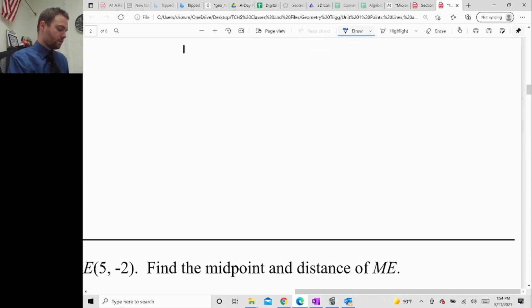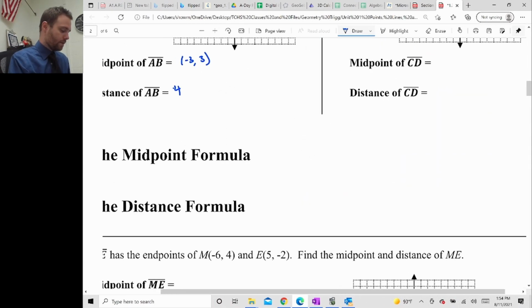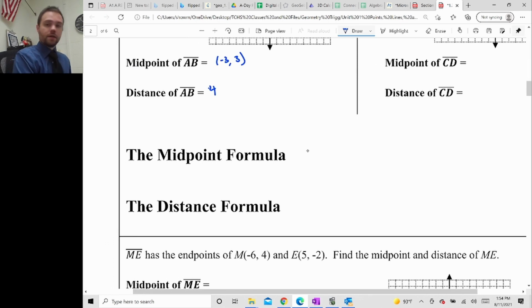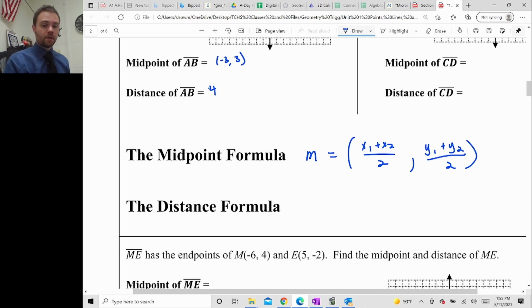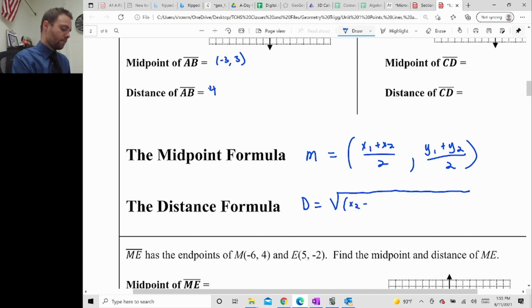Over here, the midpoint formula is going to be a coordinate. So it's going to be M equals (x1 plus x2 over 2, comma, y1 plus y2 over 2). For the distance formula, it's going to be the square root of (x2 minus x1) quantity squared plus (y2 minus y1) quantity squared.